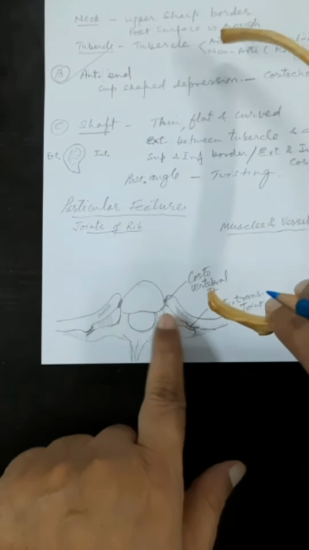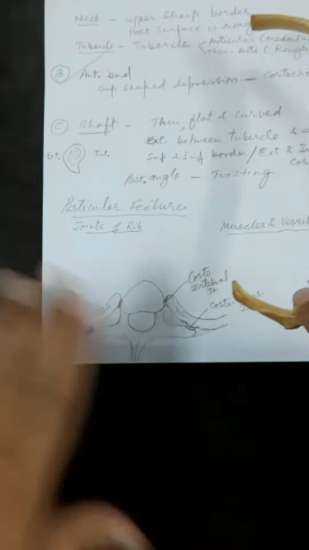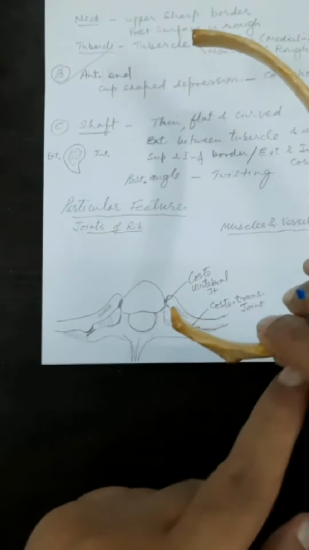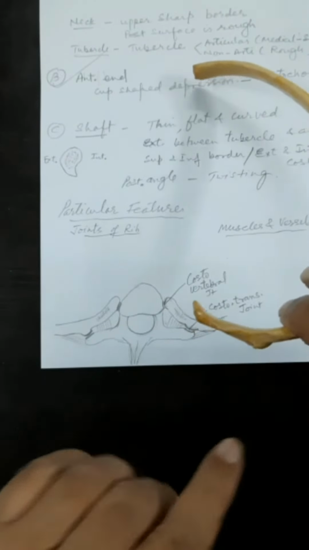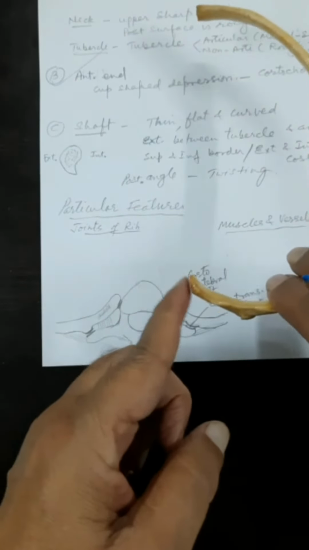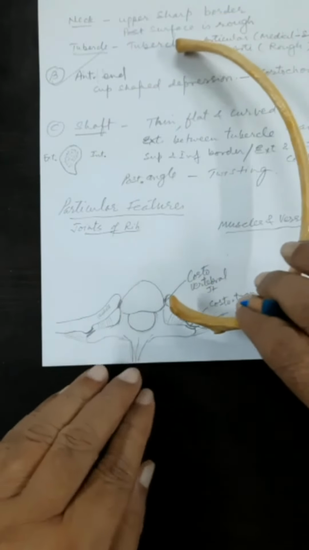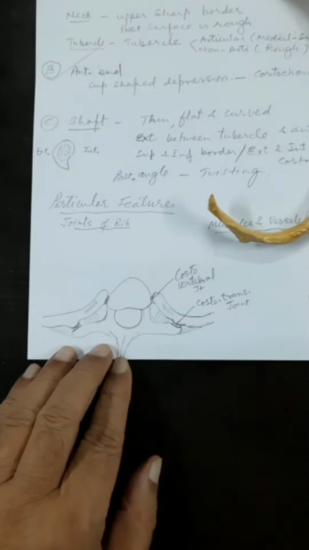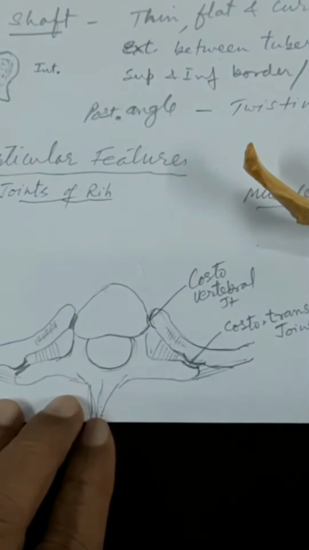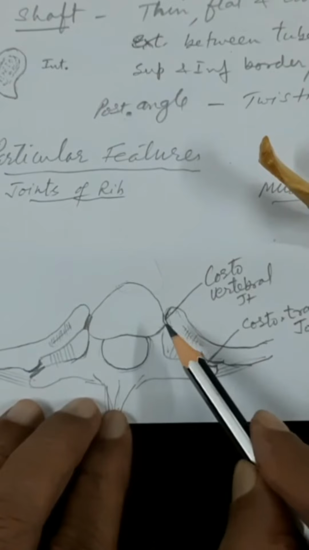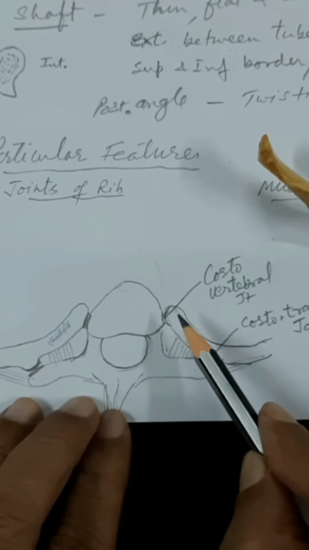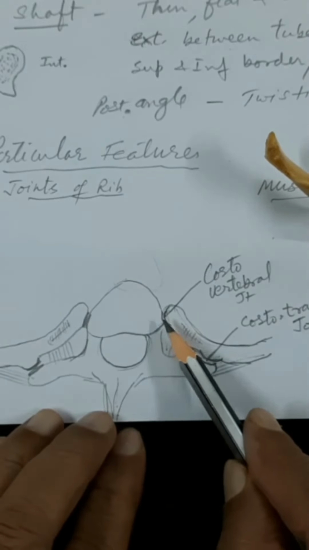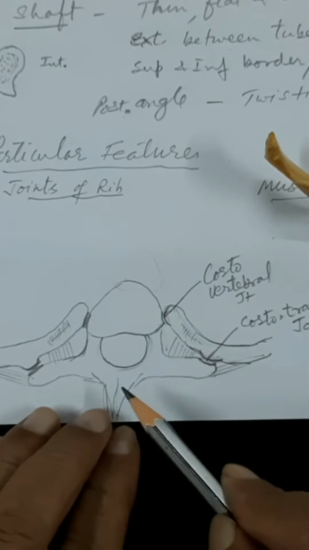Here I have shown you only one vertebra, because it is just a cross section. This is the neck and this is the tubercle. So this portion, the articulations, I am showing. The most medial end, or the head, will articulate with the rib at the costovertebral joint. It will articulate with the costovertebral joint, that means between the head and the side of the vertebral body. That is the costovertebral joint, right?